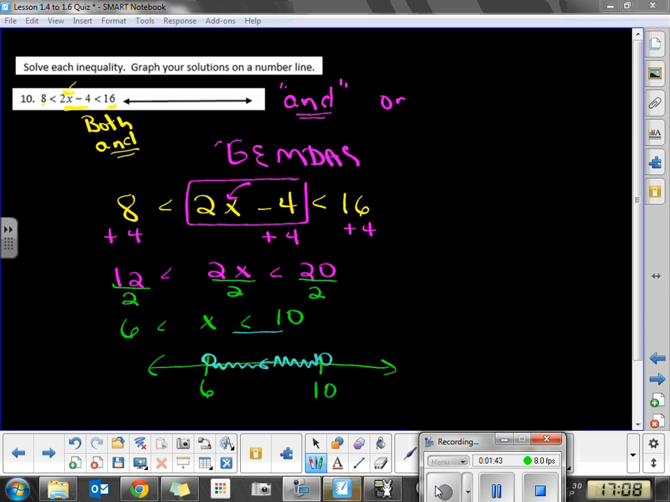So we have this area where they are both less than 10 and greater than 6. So this is your "and" statement. So our solution set are those things that they have in common, also known as the intersection of our two number sets.